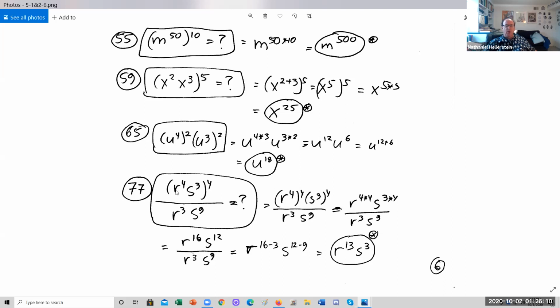Here we go. Now, r to the 4th, s to the 3rd, all to the 4th, over r to the 3, s to the 9. Okay, first we distribute the 4th power over this product. R to the 4th to the 4th, s cubed to the 4th, over r cubed s 9th. All right, so here we multiply the powers, r to the 4 times 4. Here we multiply the powers, s to the 3 times 4. That's r to the 16th, s to the 12th. For the r, we subtract 16 and 3, 16 minus 3. For s, we take the power 12 minus 9. That'll be r to the 13th, s to the 3rd.